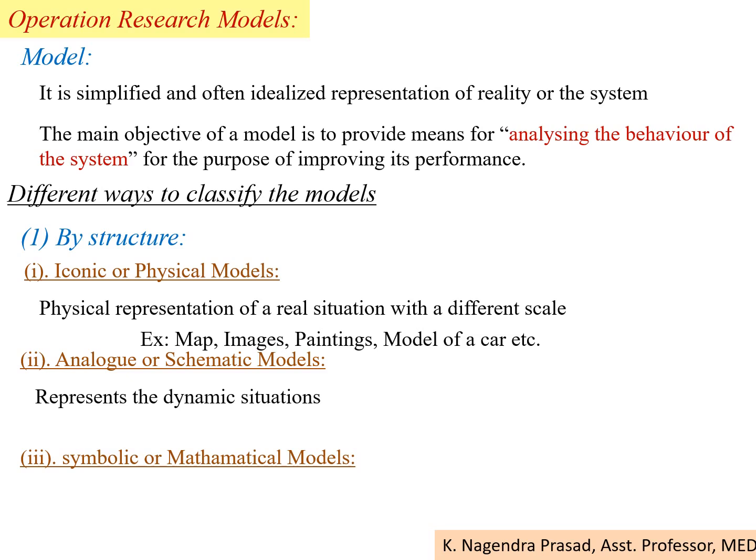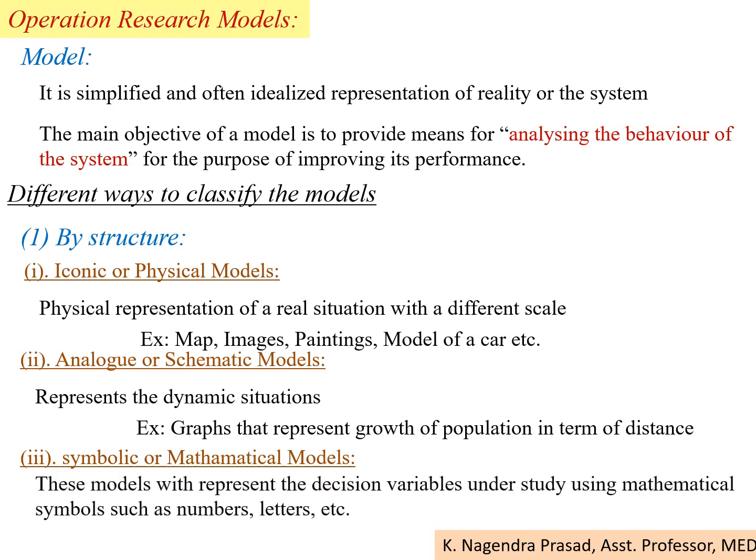Second one is the analog or schematic models. It represents dynamic situations. So, in dynamic situations, we have to represent the data. Examples are the graphs that represent growth of population in terms of distance. Third one is the symbolic or mathematical models. Here, these models represent the decision variables under study using mathematical symbols such as numbers or letters. An example is linear programming.